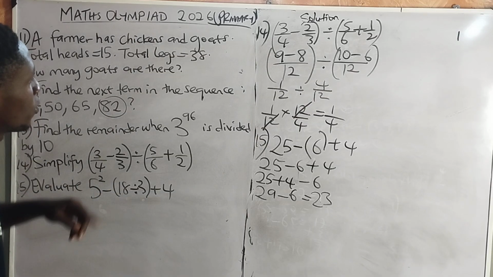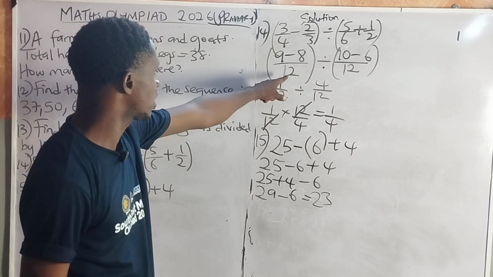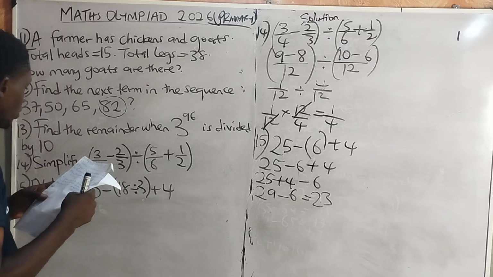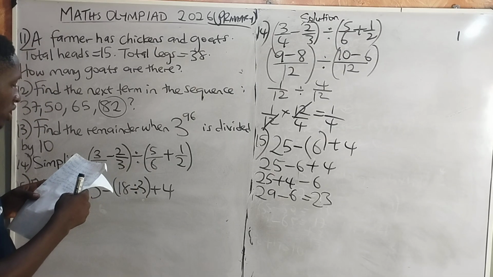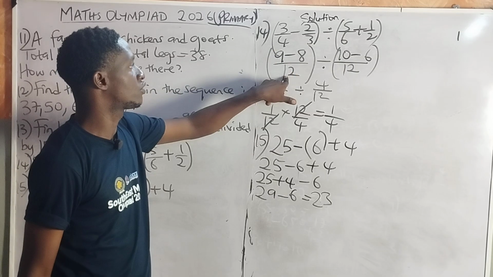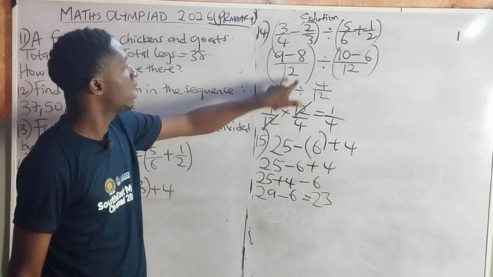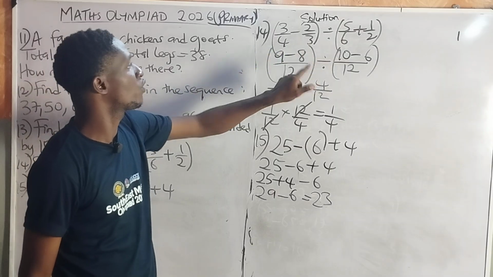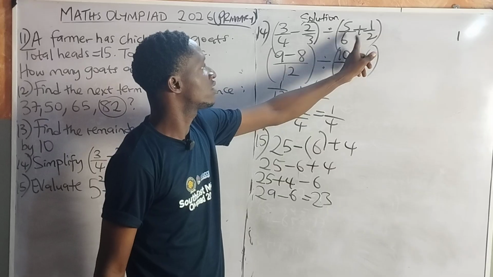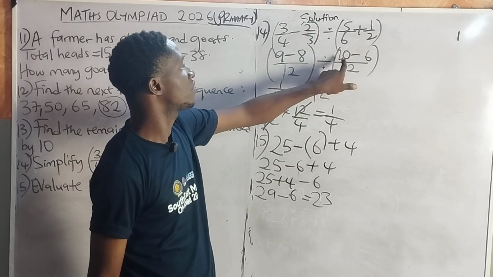So be very careful. Like this one here, let me explain what we did here again. Let me check the question. We have 3 over 4 minus 2 over 3, 5 over 6 plus. Look at what I did here. The LCM of 4 and 3 is 12. 12 divided by 4 is 3. 3 times 3 is 9. Minus 12 divided by 3 is 4. 4 times 2 is 8. Divided by the LCM of 6 and 2 is 12. 12 divided by 6 is 2. 2 times 5 is 10.